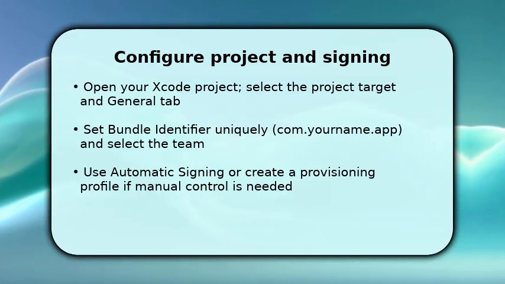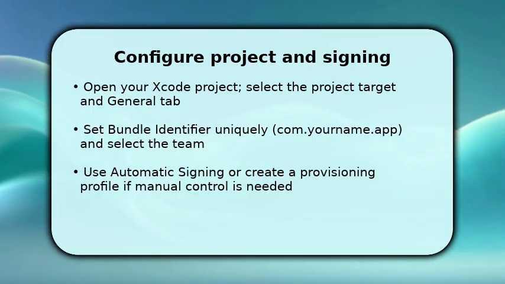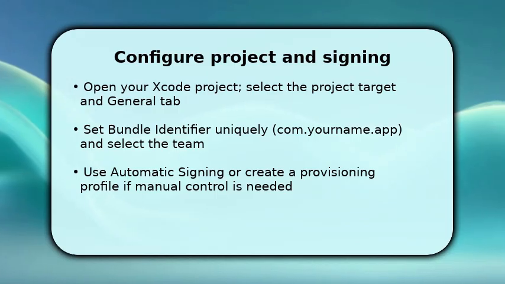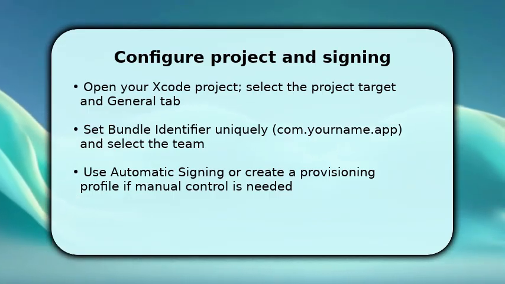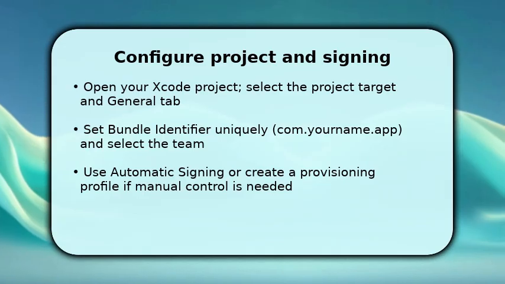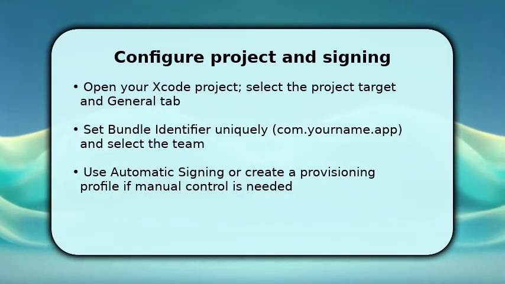Next, choose your team under Signing and Capabilities. Automatic signing is simplest, as Xcode will generate certificates and profiles for you. If you need specific entitlements or distribution types, create and assign a provisioning profile manually. Once set, build to validate signing. Xcode will prompt to fix issues or request permission to manage certificates, so allow it if necessary.